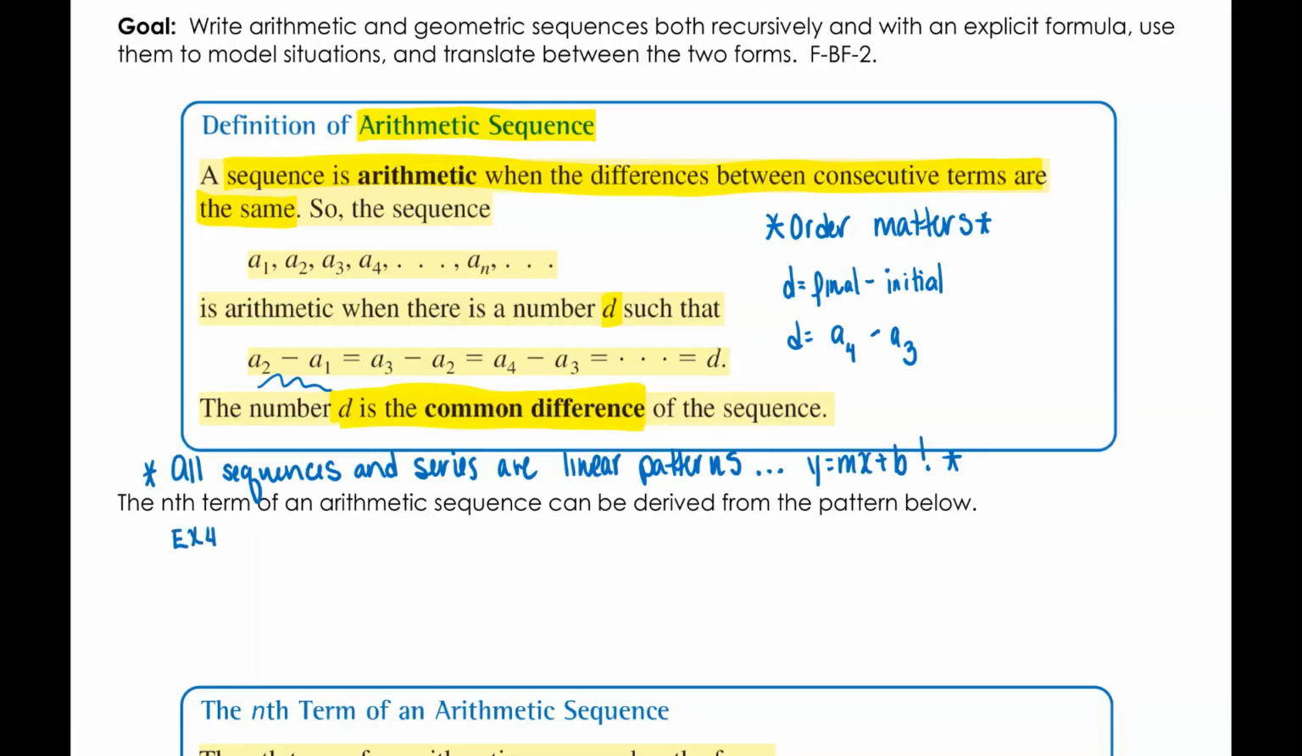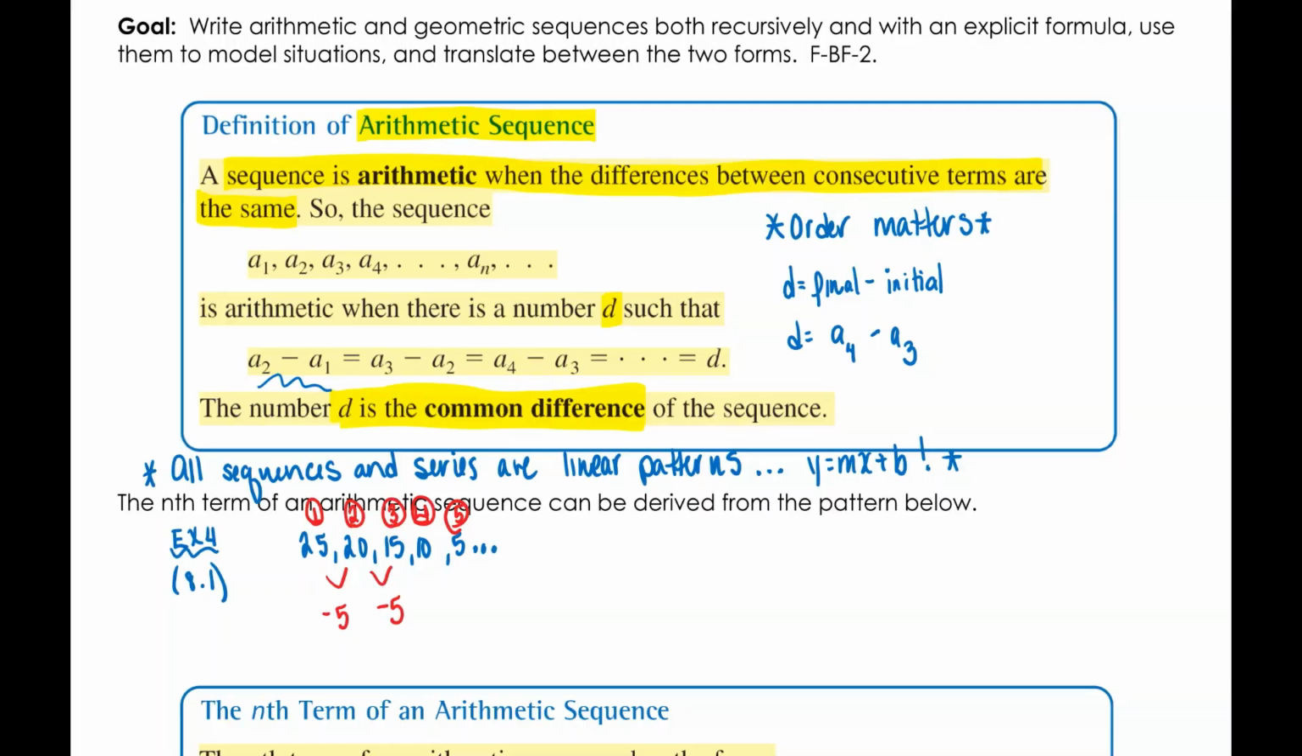If you go back to example 4 from lesson 8.1, we generated the terms of the pattern: 25, 20, 15, 10, 5, and we could have gone on and on. Thinking about the term position, the first term was 25, the second term was 20, the third term was 15, and so on. If you notice, we've got a common difference here of -5.